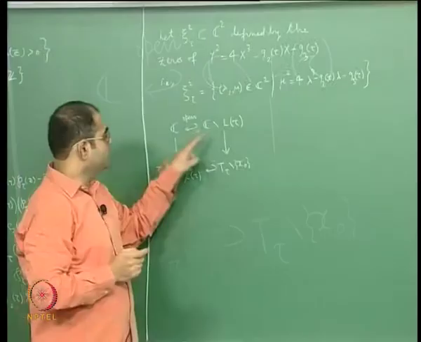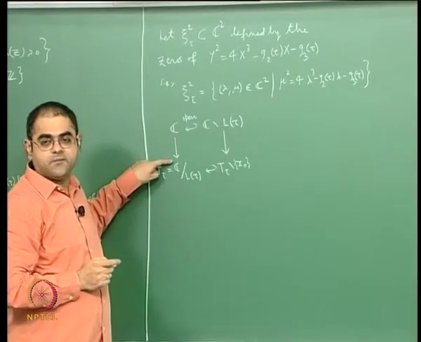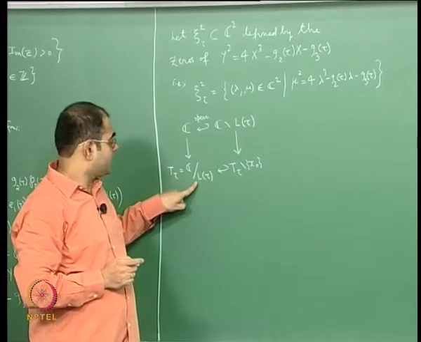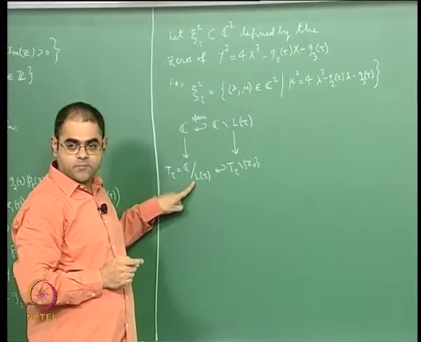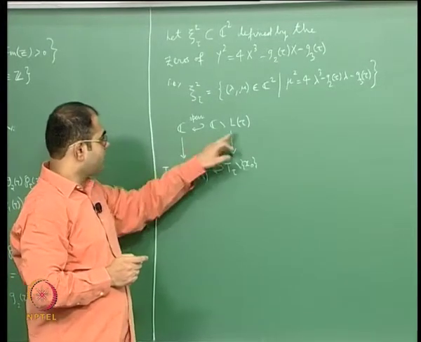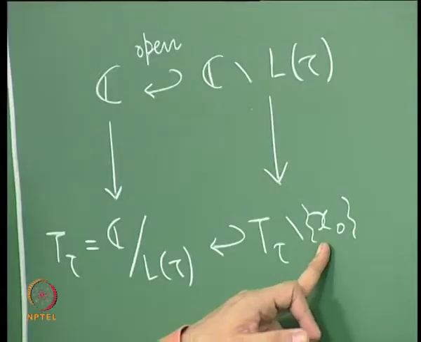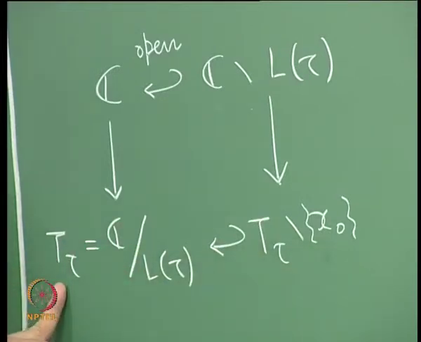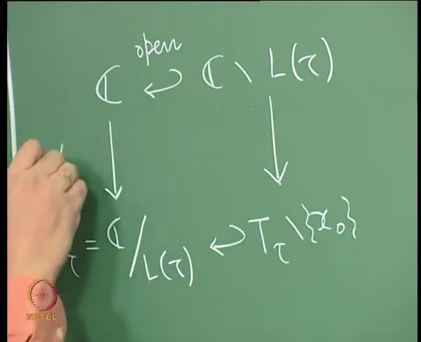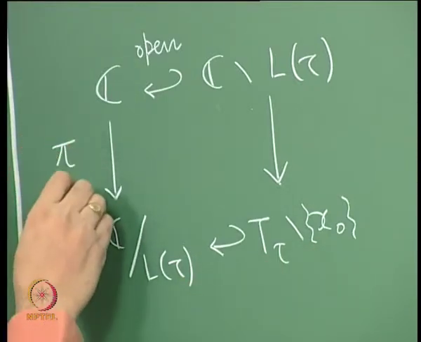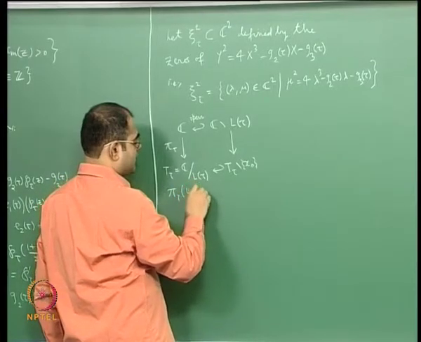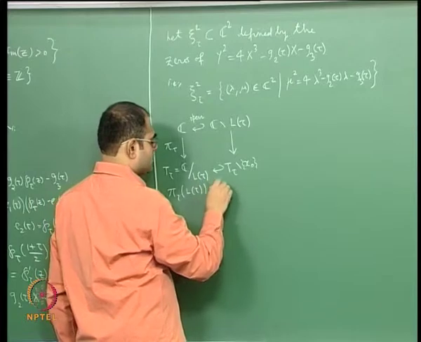where x naught is the image of the whole lattice. Okay, you know that this map is invariant under translations by elements of L tau, because after all this is the quotient map. So all the points of the lattice will go to the same point below on the torus, and let me call that point x naught. Let me call this map pi sub tau, so the image of the set L tau is actually x naught.